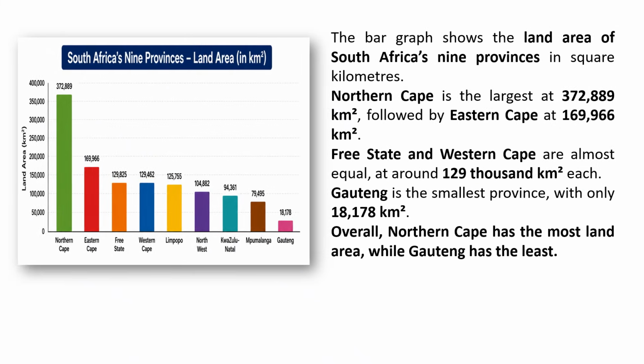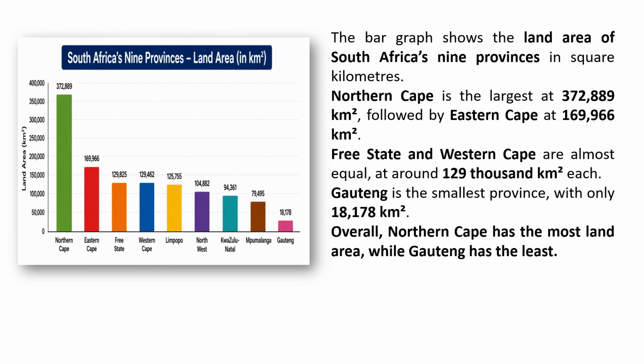The bar graph shows the land area of South Africa's 9 provinces in square kilometers. Northern Cape is the largest at 372,889 square kilometers, followed by Eastern Cape at 169,966 square kilometers. Free State and Western Cape are almost equal, at around 129,000 square kilometers each.